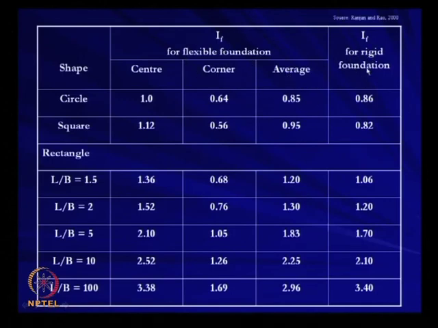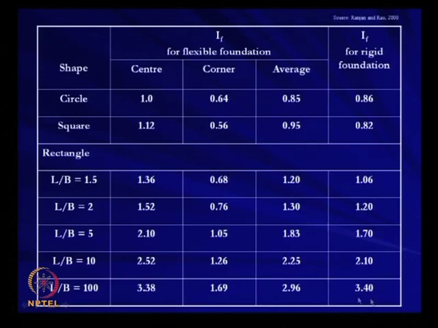And for the rigid or mat or raft foundation, this value is the same for the corner or the center. Now, for the circle it is 1.64 for the corner and average is 0.85, and for rigid, 0.86. For square, the center influence factor for the flexible foundation is 1.12, whereas for the rigid foundation it is 0.82. For the rectangle, L by B equal to 1 is 1.36, for the rigid 1.06. For L by B equal to 2 it is 1.52, for the rigid it is 1.2, then 2.1, this is 1.7, this 2.52, this is 2.1. And for L by B equal to 100, the value at the center is 3.38, whereas for the rigid foundation it is more or less 3.4.